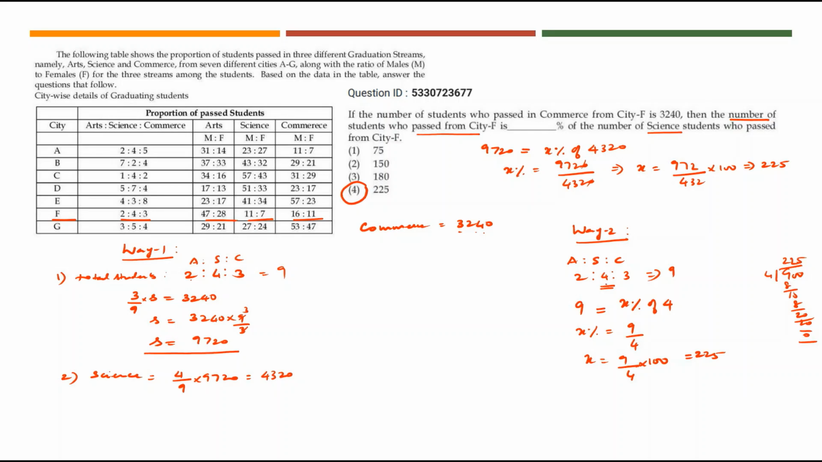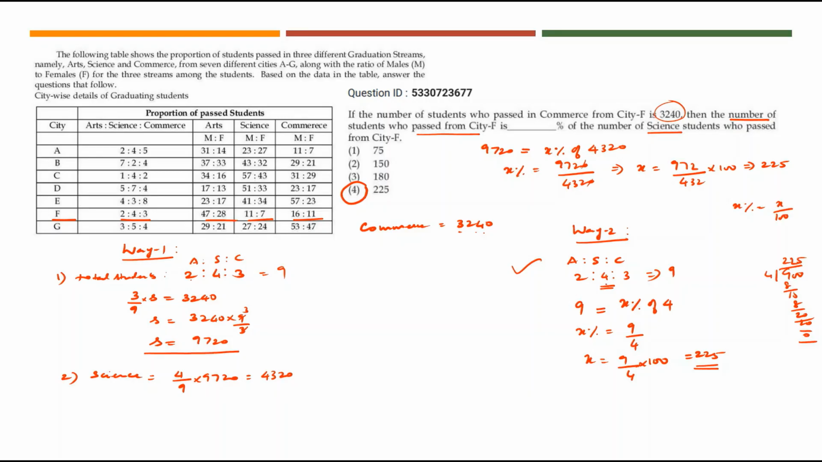So even using the proportion that is given for arts, science and commerce, you will be able to arrive at the answer 225. So you need not worry about the count that is given here. Just go with the ratio. So how do you express X percentage? X percentage is equal to X divided by 100.